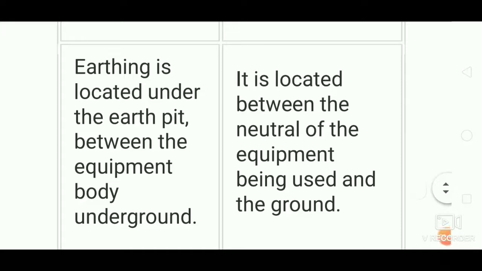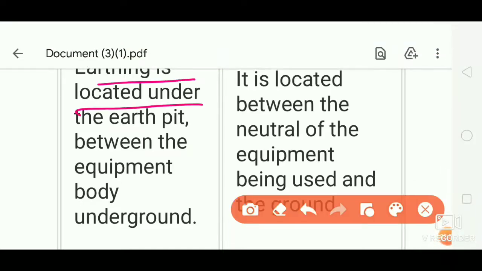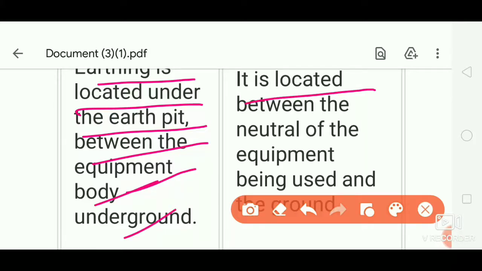The next difference is that the earthing is located under the earth pit, between the equipment body and the underground, and for grounding, it is located between the neutral of the equipment being grounded. So that is the difference between earthing and grounding.